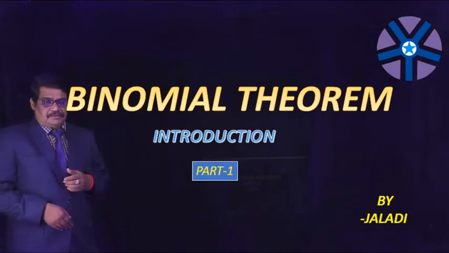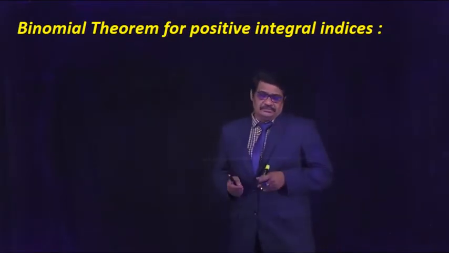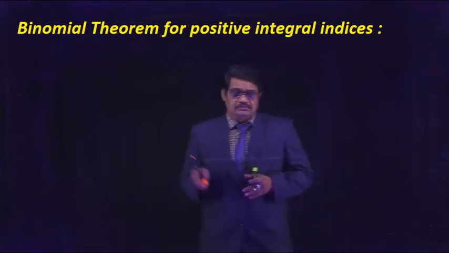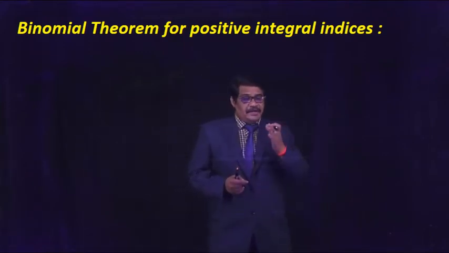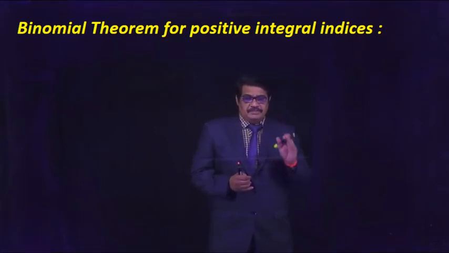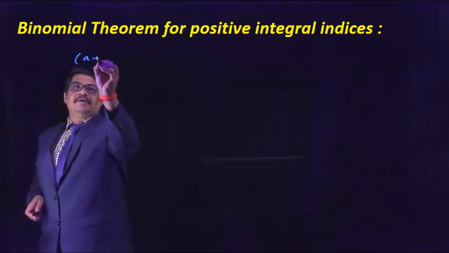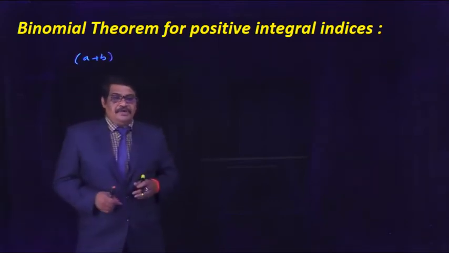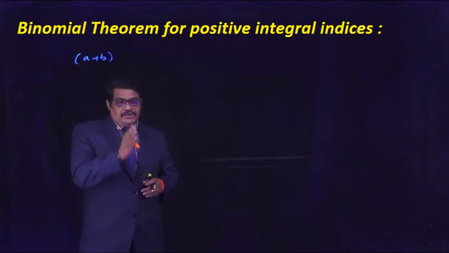Okay, let us start. The binomial theorem. Now we are discussing the introduction. So what is the binomial theorem? What is binomial? Bi means two. Now we are taking the expansion of two terms, that is a plus b. These are the two terms here, a plus b. The binomial theorem for positive integral indices.